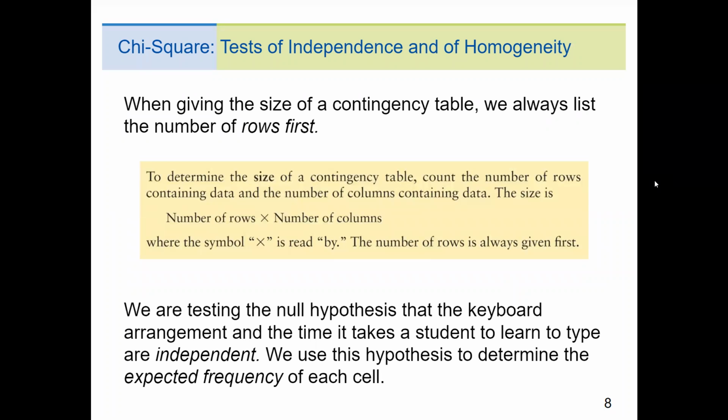When giving the size of a contingency table, we always list the number of rows first. To determine the size of the contingency table, count the number of rows containing data and the number of columns containing data. The size is number of rows times number of columns, where the times symbol is read "by". The number of rows is always given first. We are testing the null hypothesis that the keyboard arrangement and the time it takes a student to learn to type are independent. We use this hypothesis to determine the expected frequency of each cell.